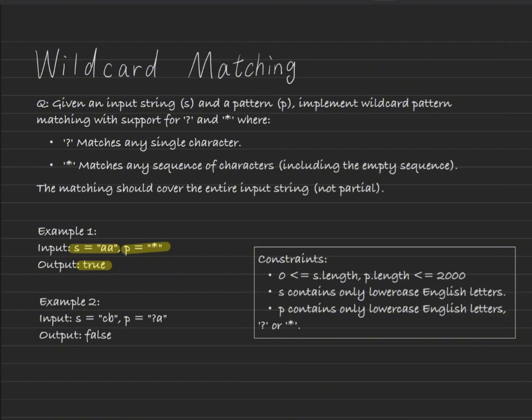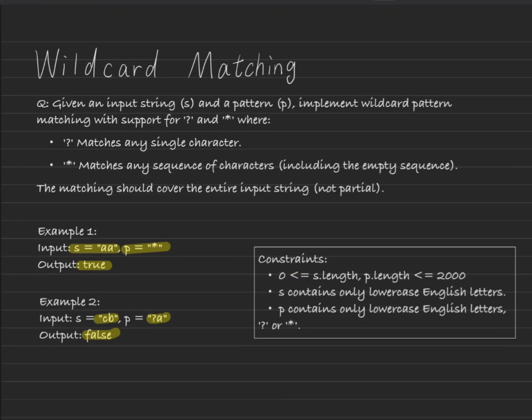Let's look at another example. The input is CB and the pattern is question mark A. Question mark matches any single character, so C is good. However, B is not equal to A. Therefore, there is no match here and the output is false.